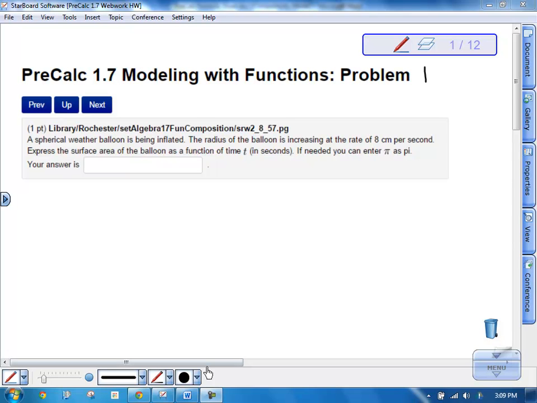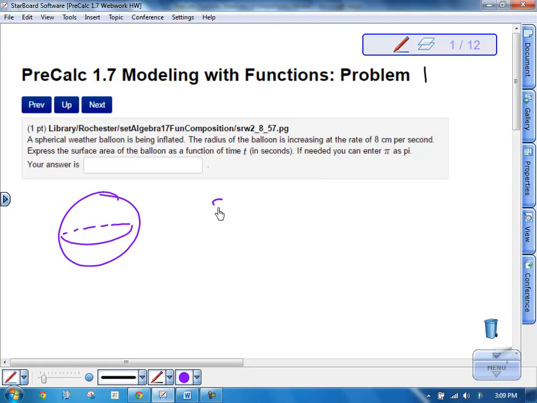Okay, this is 1.7. This is number 1. It says a spherical weather balloon is being inflated. The radius of the balloon is increasing at a rate of 8 centimeters per second. Express the surface area of the balloon as a function of time, and you can use pi as pi.